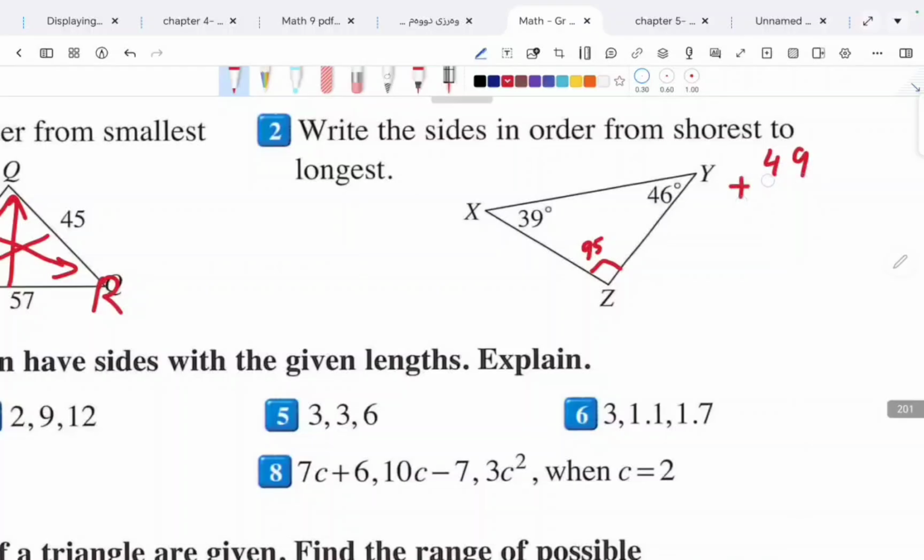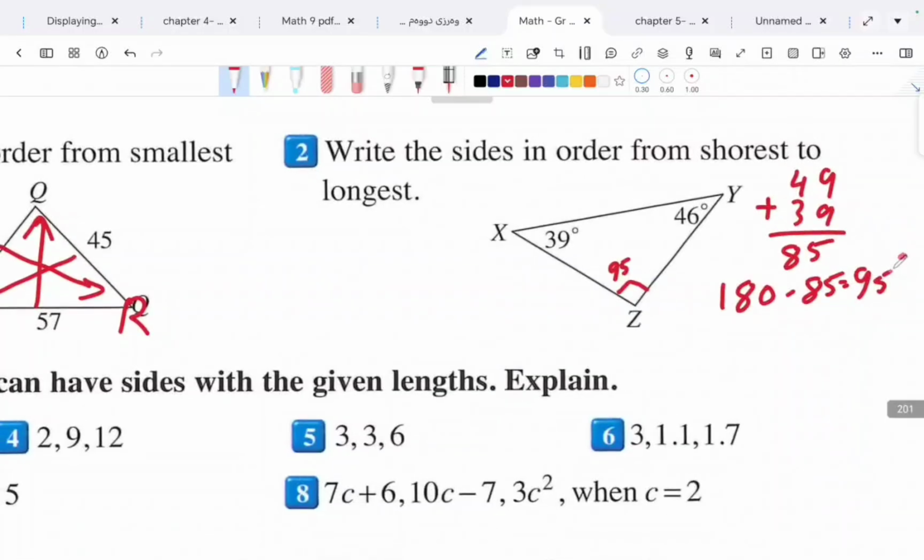49 plus 39 equals 85. Then 180 minus 85 equals 95 degrees. Or you can use mental math. Then all the angles are given.